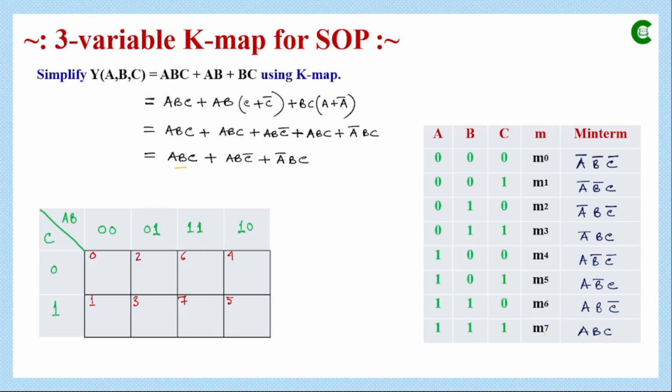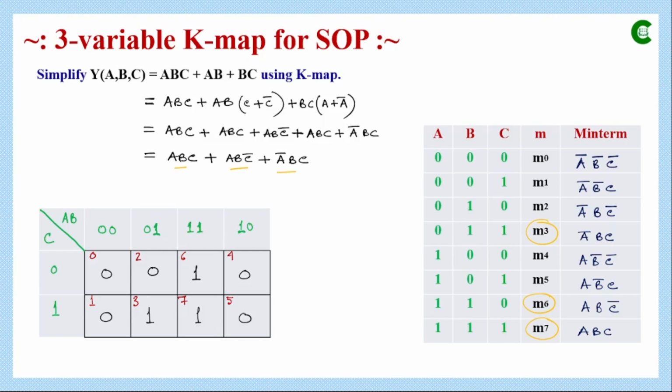Now here we have 3 min terms. a, b, c: the corresponding min term is m7. Then we have a, b, c bar: the corresponding min term is m6. And then we have a bar, b, c: the corresponding min term is m3. So in that K-map, we will have 3 cells which will have 1 and then the rest of the 5 cells will have 0.